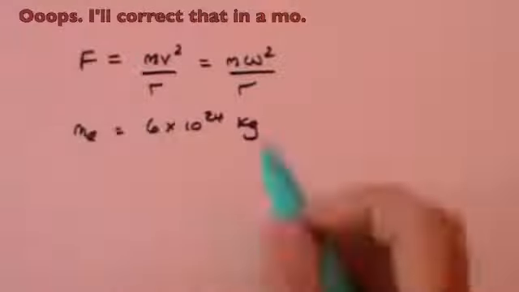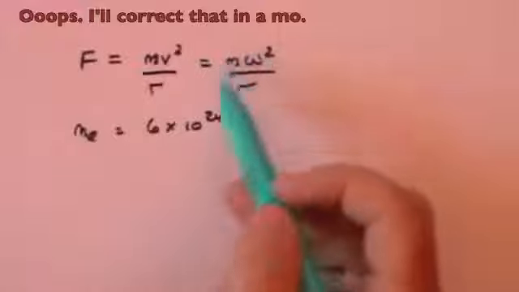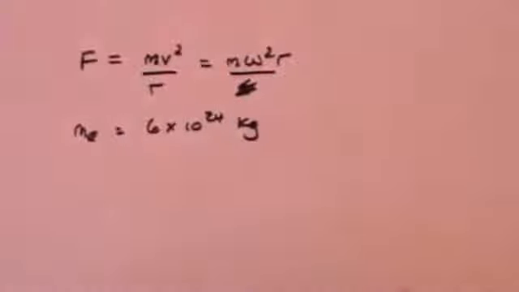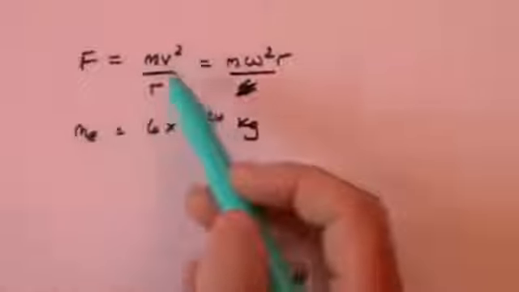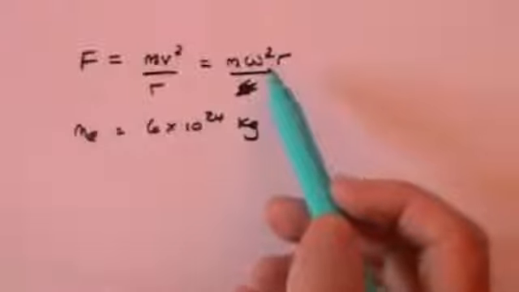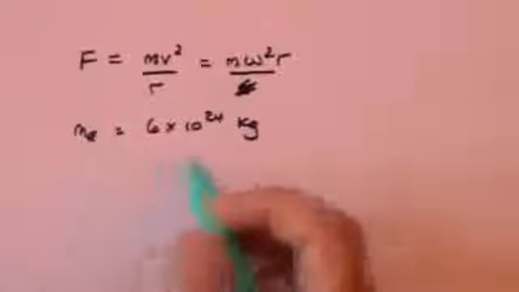So now we can use either of these formulae. I might as well use this one, m omega squared r. So it's mv squared over r, or m omega squared r. Should have spotted that. So now we just substitute in here.